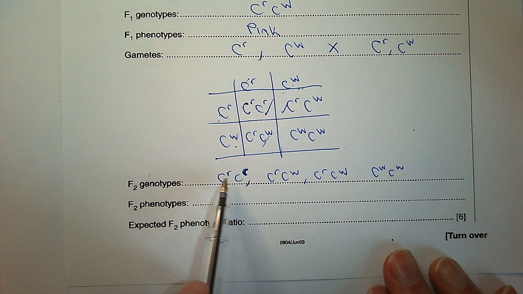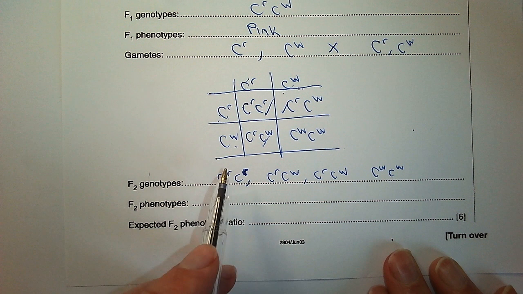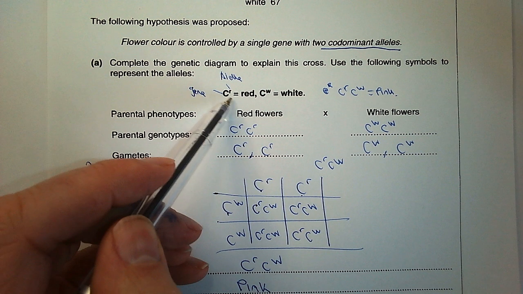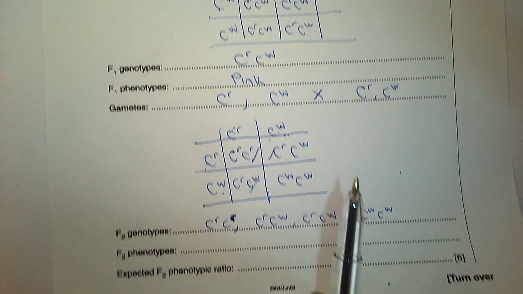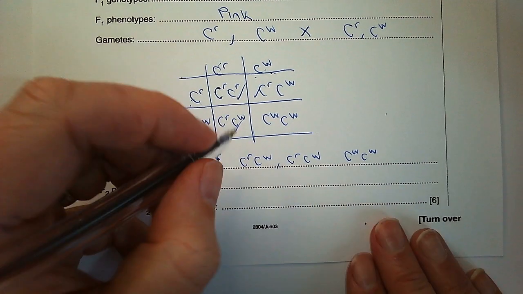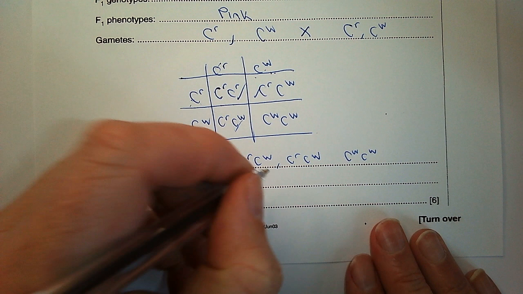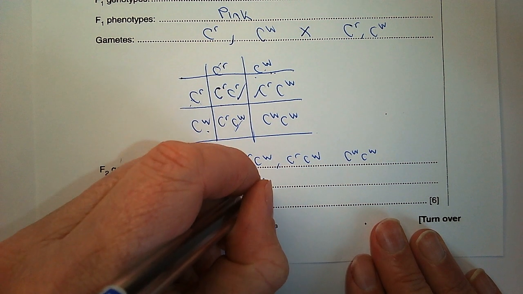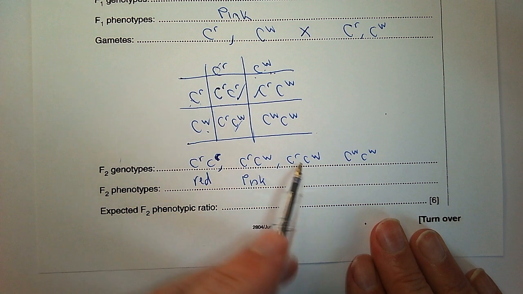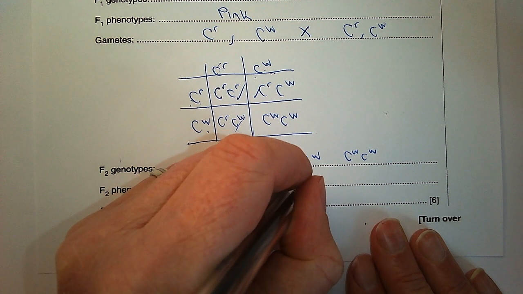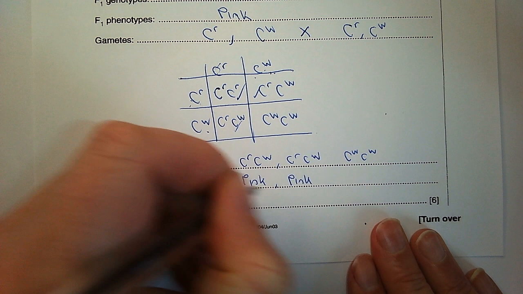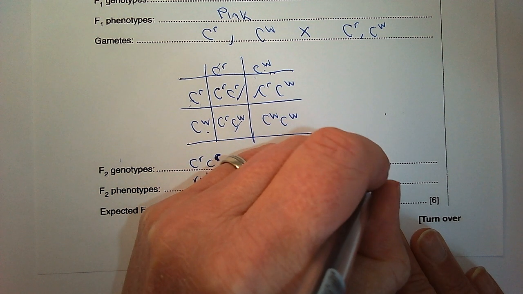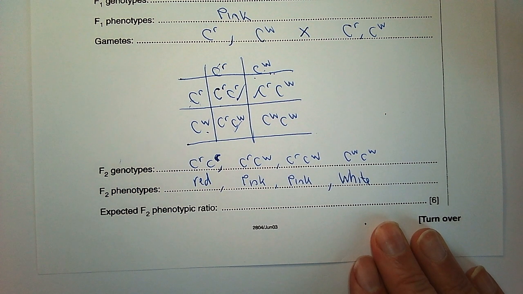Well, this plant has only got CR, and we know from up here that CR is red, so CR CR will be red. CRCW, the codominant, so those plants will be pink. Again, this is the same, so pink. And the final one is CWCW, so we know that is white.